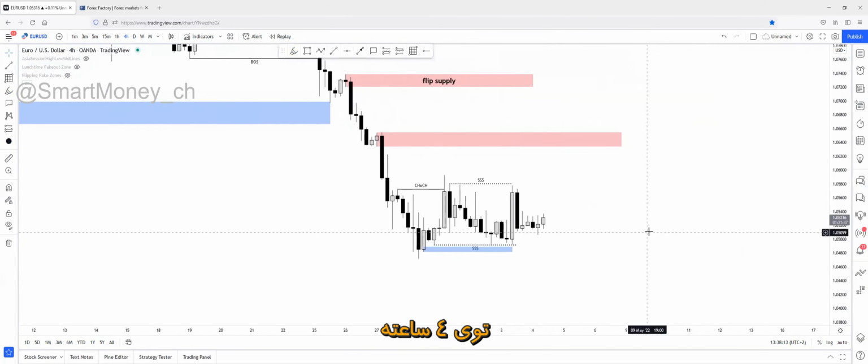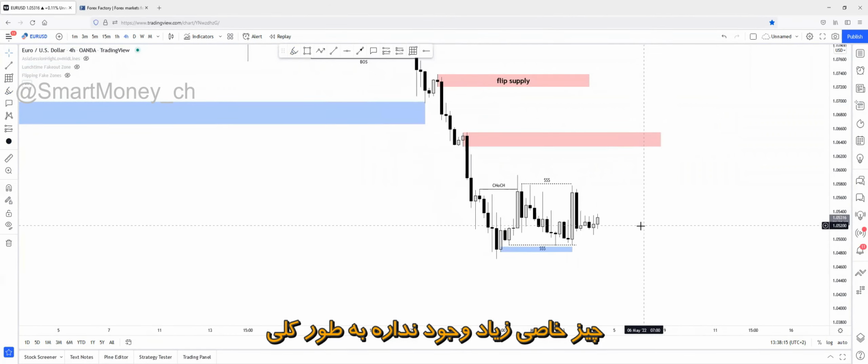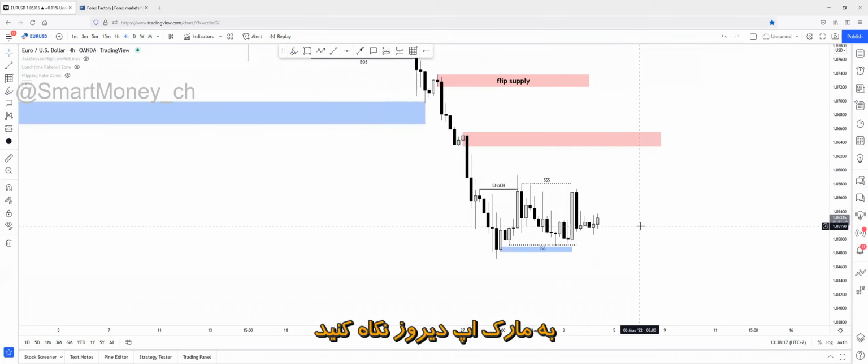That's all about the 4-hour chart. There's nothing much to say about it. Just take a look at yesterday's markups. The 4-hour markup today is the same as yesterday.